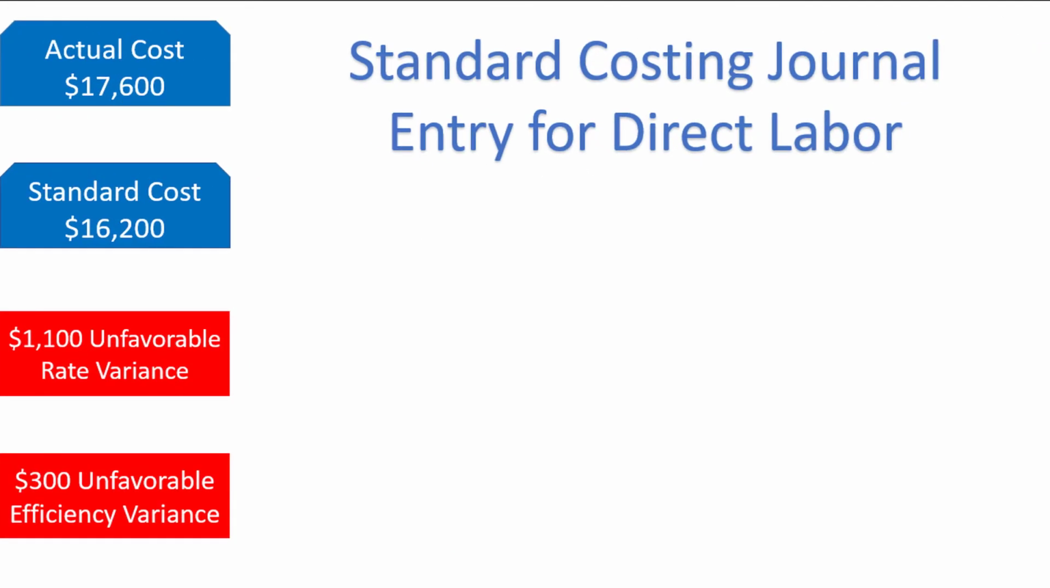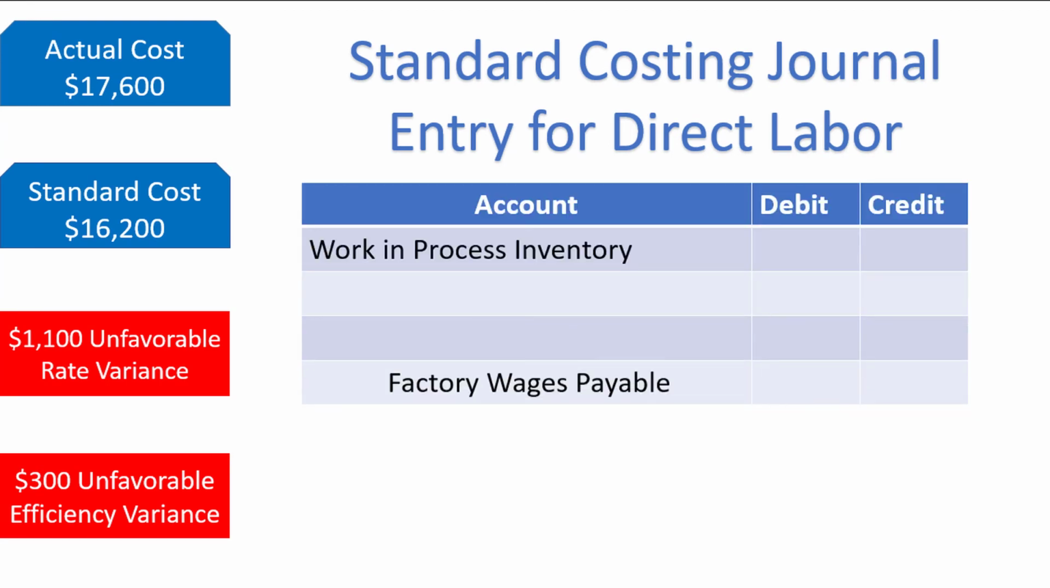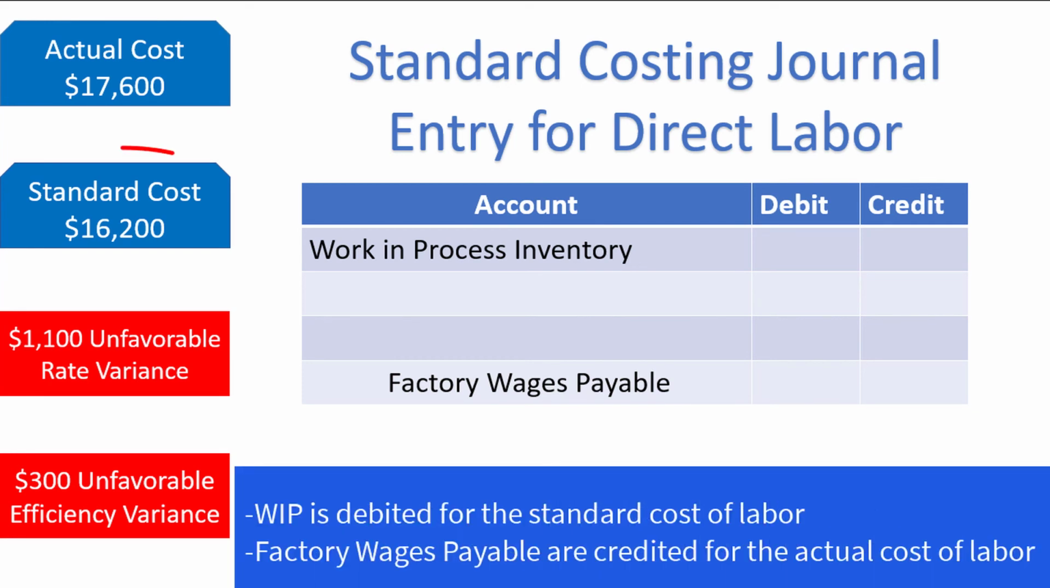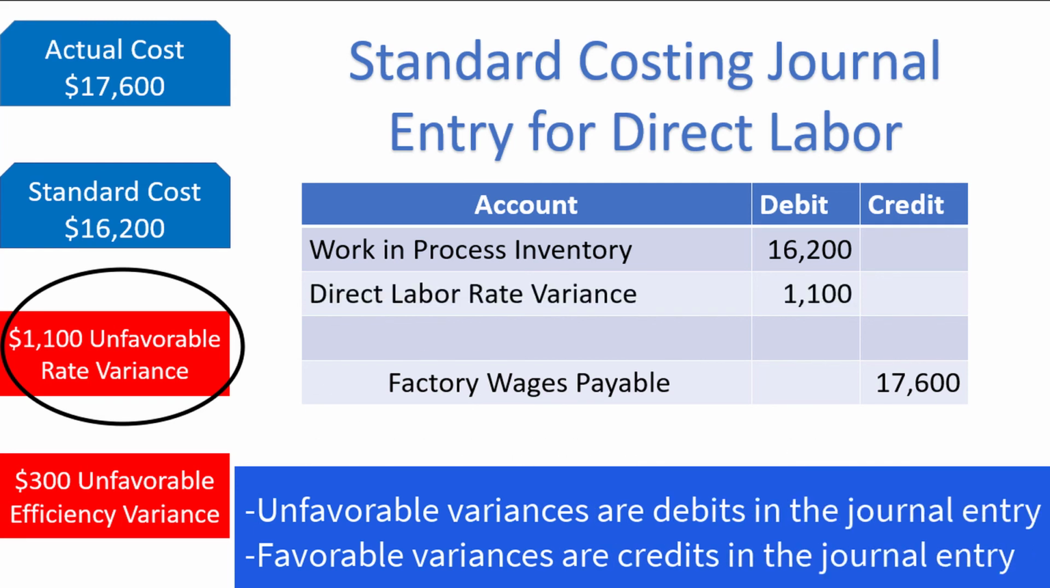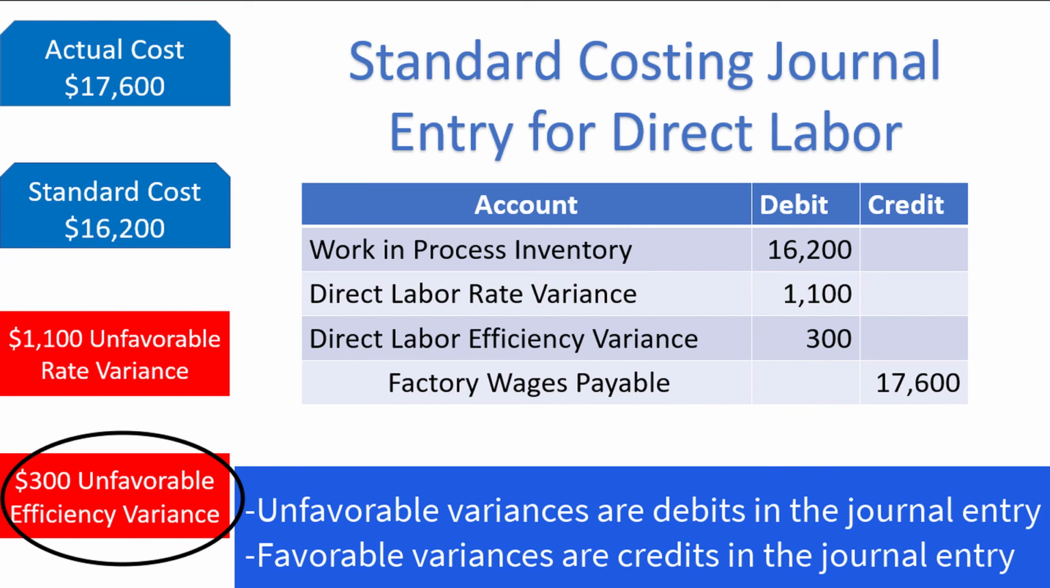The journal entry you may be used to for adding direct labor to jobs is a debit to work in process and a credit to factory wages payable. We debit work in process at the standard cost of $16,200 and credit factory wages payable for the actual cost of $17,600. The labor rate variance is $1,100 unfavorable, which translates into a debit of $1,100 to the direct labor rate variance account. The labor efficiency variance is $300 unfavorable, which translates into a $300 debit to the direct labor efficiency variance account.